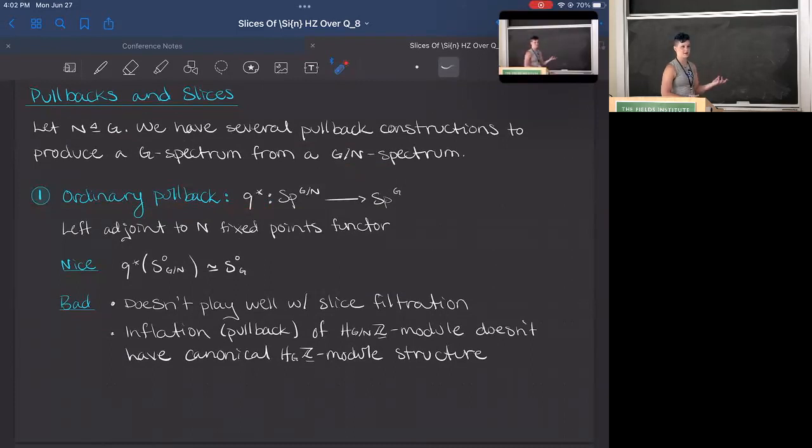There are some nice things about this functor. There are some bad things about it. For example, if we pull back the sphere spectrum, we get the sphere spectrum. That's something we want, that's awesome. However, it doesn't play well with the slice filtration, and the inflation or pullback of an HG mod N Z module does not have canonical HGZ module structure.